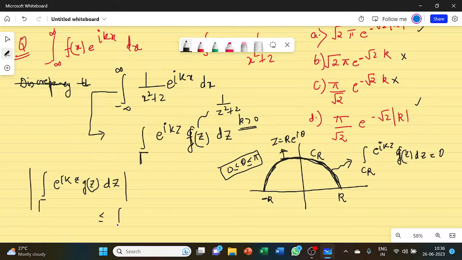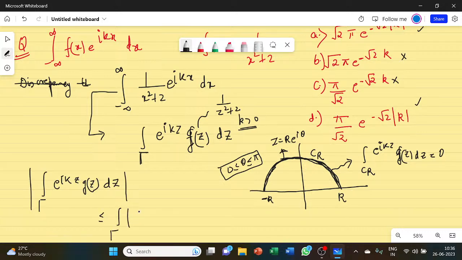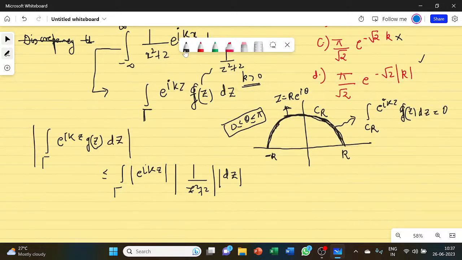this will be less than or equal to the integration over gamma of the modulus of e to the power iota kz, times the modulus of 1 upon z square plus 2, and then the modulus of dz. And you know that this particular integration will be less than or equal to this. See, 1 upon the modulus of z square plus 2. So I'll write the modulus of z square plus 2 will be always greater than or equal to the modulus of z whole square minus 2.